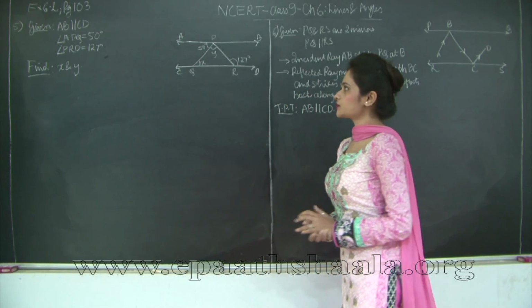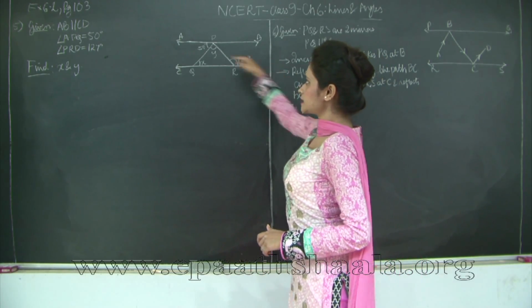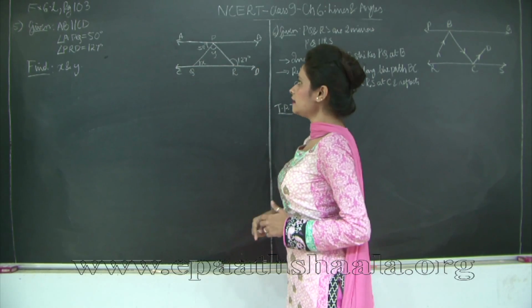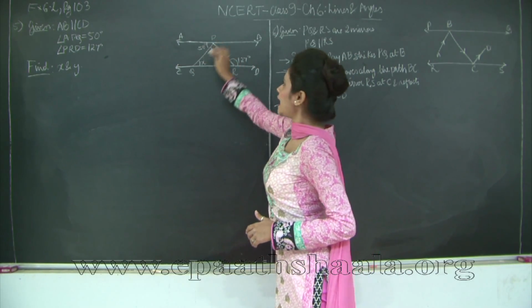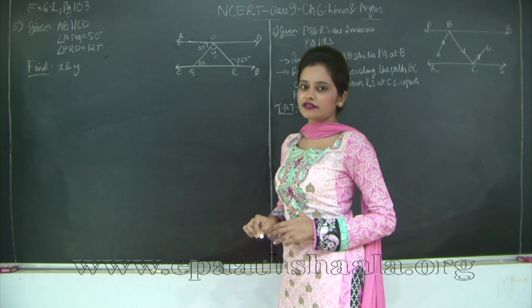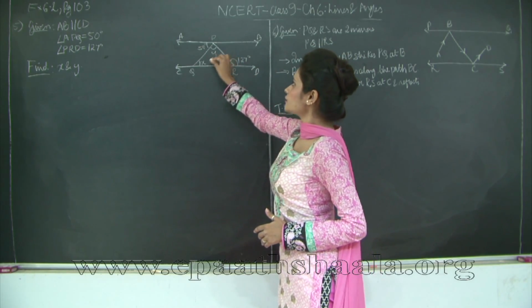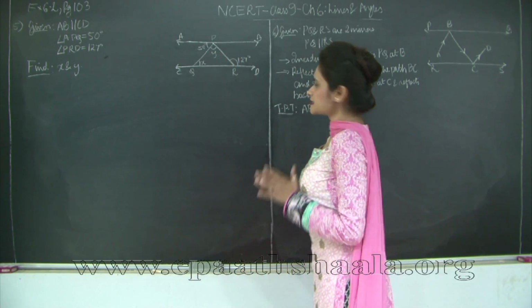So the 5th question, we have line AB parallel to CD. So these 2 lines here are parallel. Angle APQ is 50 degrees and angle PRG is 127 degrees. We need to find the values of angle Y and X. Now this is a very simple sum.